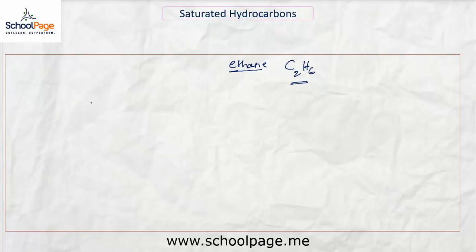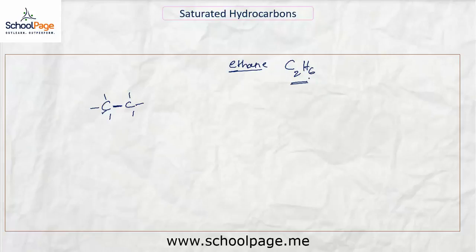So the first step is to write the carbon skeleton. We have two carbon atoms, so we write two carbon atoms with a covalent bond in between. Now recall that each carbon atom has four valencies, that is, it can form four bonds. The first bond is already formed between the two carbon atoms, and each carbon atom now has three valencies to be satisfied.